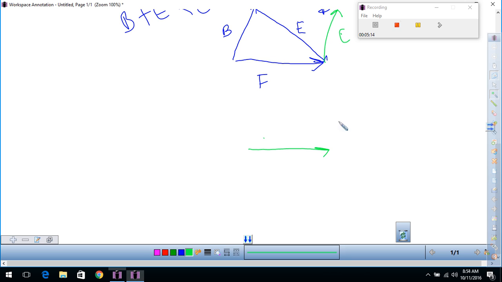C is down and to the left. So there's F. There's C. And they want to know if that equals A. Well, A is up here. A is the exact same magnitude as F, exact same direction, so F plus C cannot equal A.